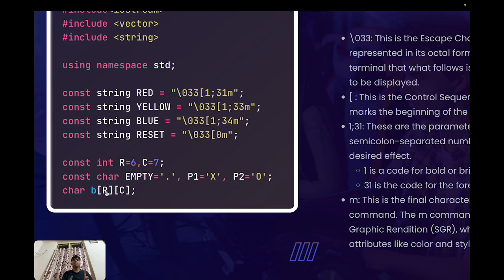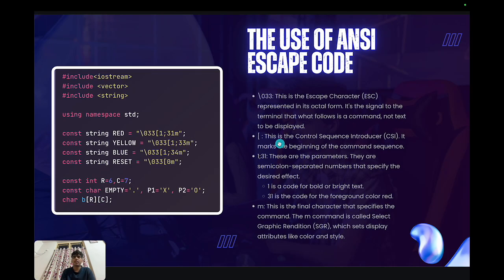Remember, whenever I'm using the capital R and the capital C, this refers to these global variables because they can be accessed everywhere, and they refer to these rows and these columns. So we are creating a 2D array of 6 rows and 7 columns. Its name is b, and all the data in it are char type, right? So that's how I describe it.